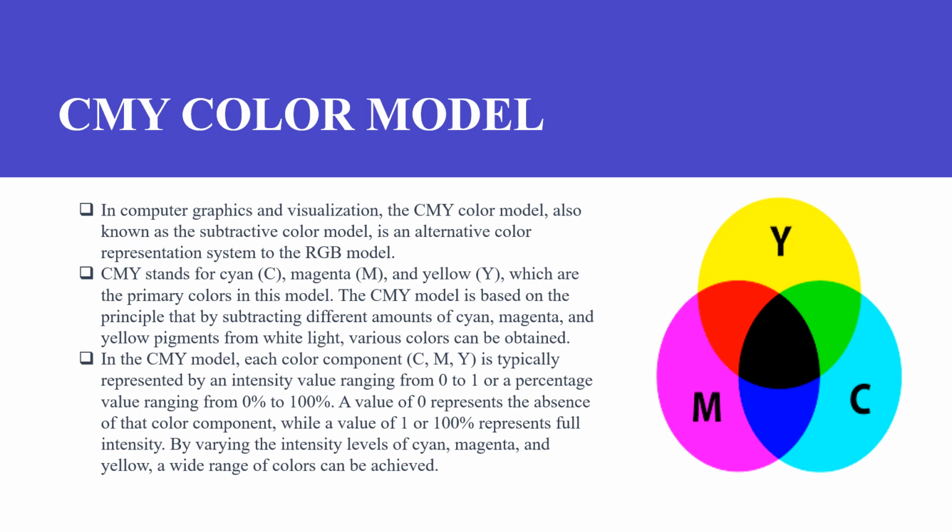In the CMY model, each color component is typically represented by an intensity value ranging from 0 to 1 or a percentage value ranging from 0% to 100%. A value of 0 represents the absence of the color component. A value of 1 or 100% represents the full intensity. By varying the intensity levels of the CMY colors, a wide range of colors can be obtained.